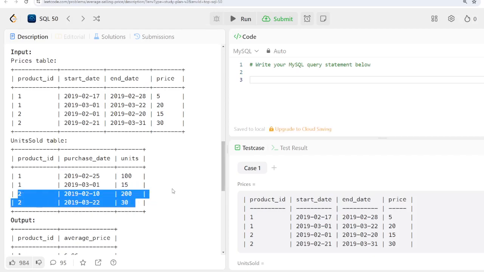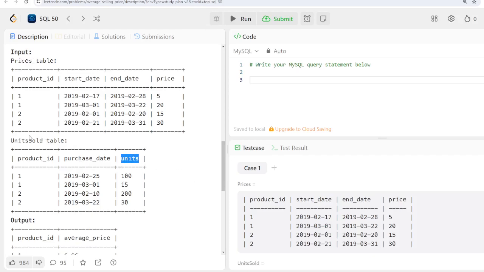Now basically we have to multiply the price with the units. So the price column I can get from the prices table, but to get the units we have to get this units column from the units sold table. So definitely I have to join these two tables.